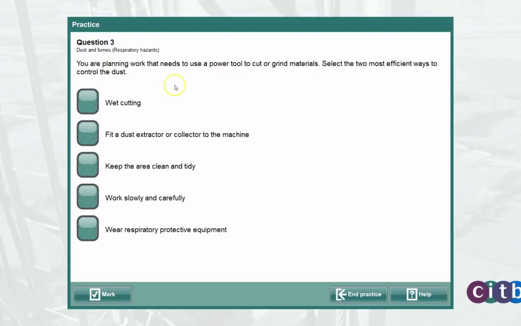You are planning work that needs to use a power tool to cut or grind materials. Select the two most efficient ways to control the dust. Wet cutting. Fit a dust extractor or collector to the machine. Keep the area clean and tidy. Work slowly and carefully. Wear respiratory protective equipment.